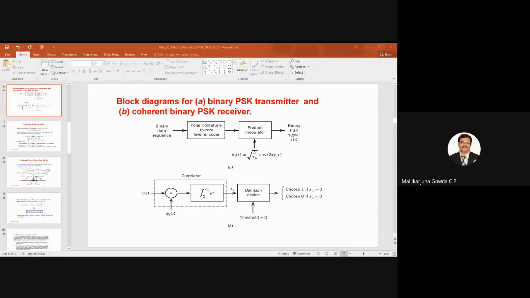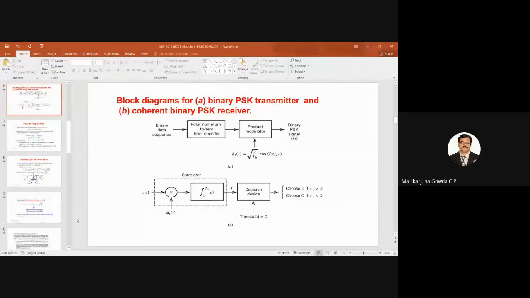So let us try to understand and derive the expression for the probability of bit error. While taking a decision, I will come to that.